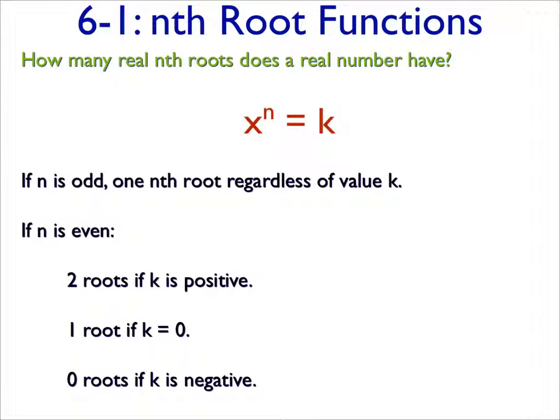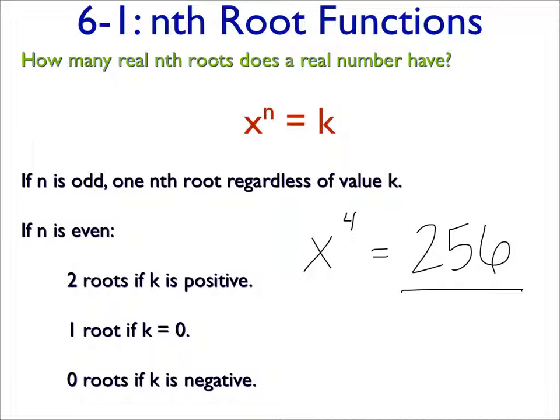Now suppose I'm taking an even root. If my n is even, well, as long as you're taking an even root of a positive number, for example, x to the fourth equals 256, and I want to figure out, okay, how many solutions do I have? Well, I have a positive k, I have an even n, so there's going to be two solutions.